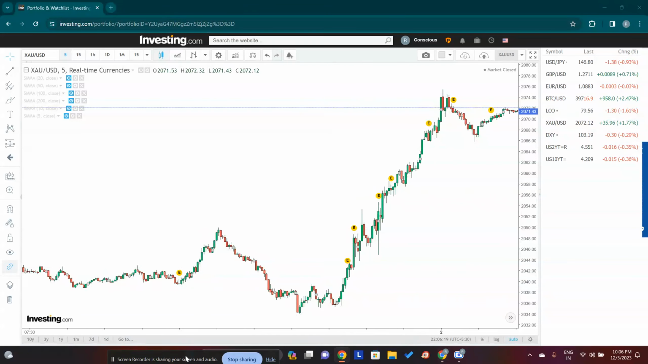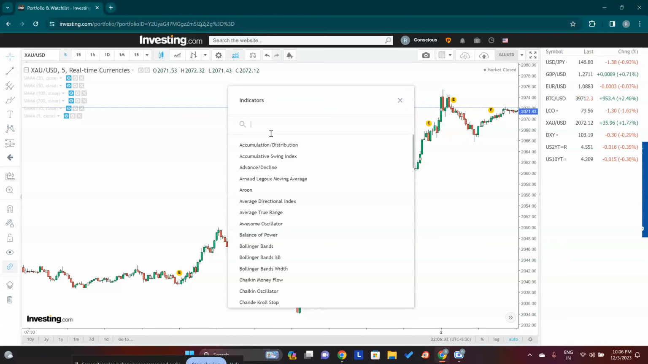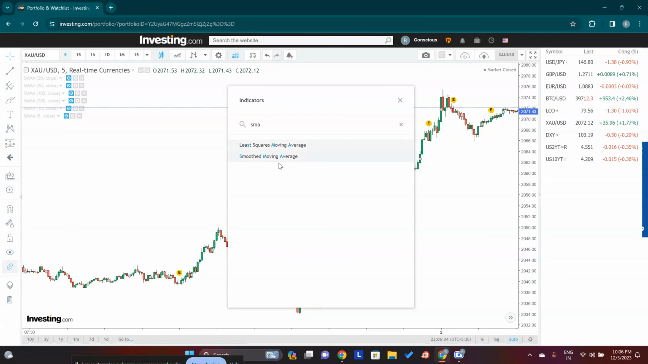This learning video is about smooth moving averages. This tool, I'll show you where it can be found. You need to just go to, I'm using the website investing.com. There, if you click on the indicators tab and search SMA, in short for smooth moving averages, you just click on it and this indicator will pop up.